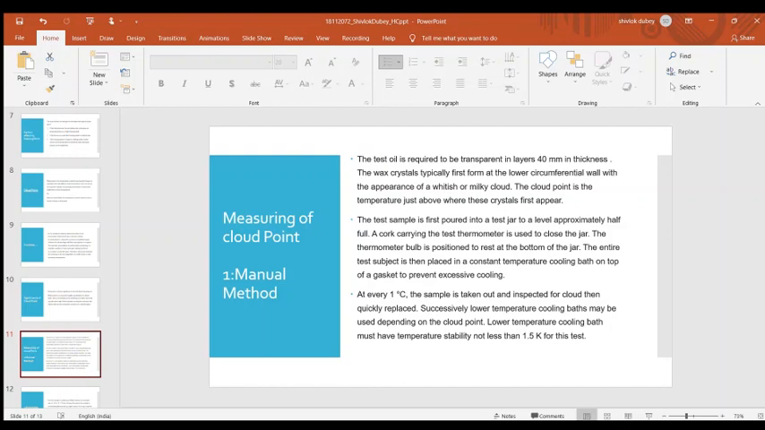Successively lower temperature cooling baths may be used depending on the cloud point. The lower temperature cooling bath must have temperature stability of not less than 1.5 Kelvin for this test.